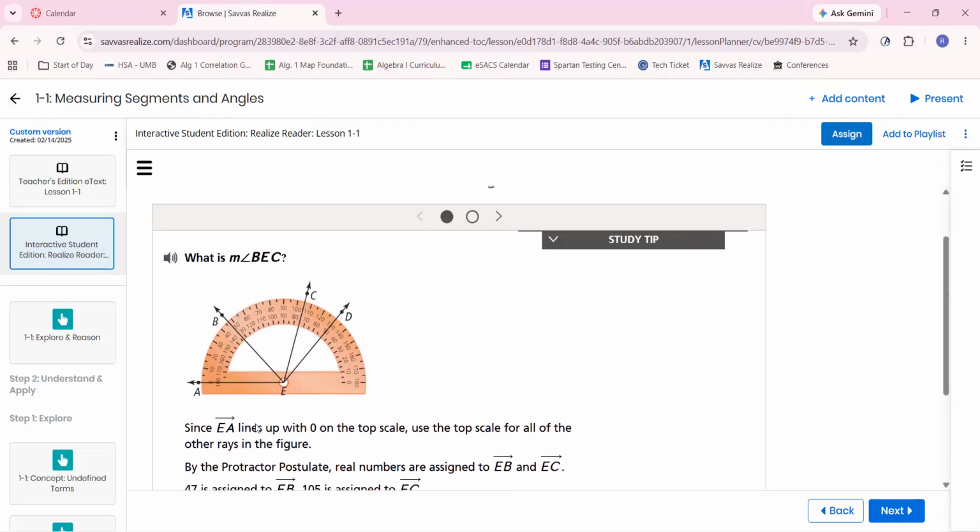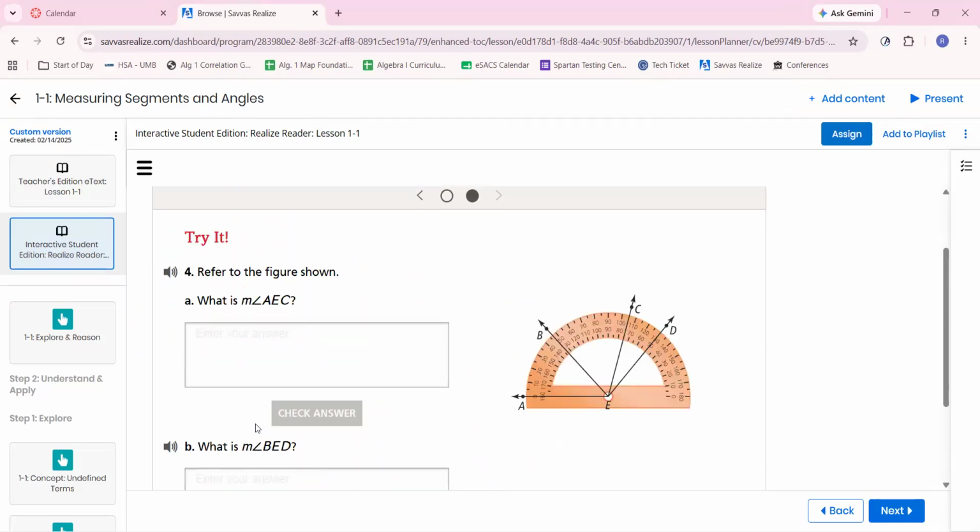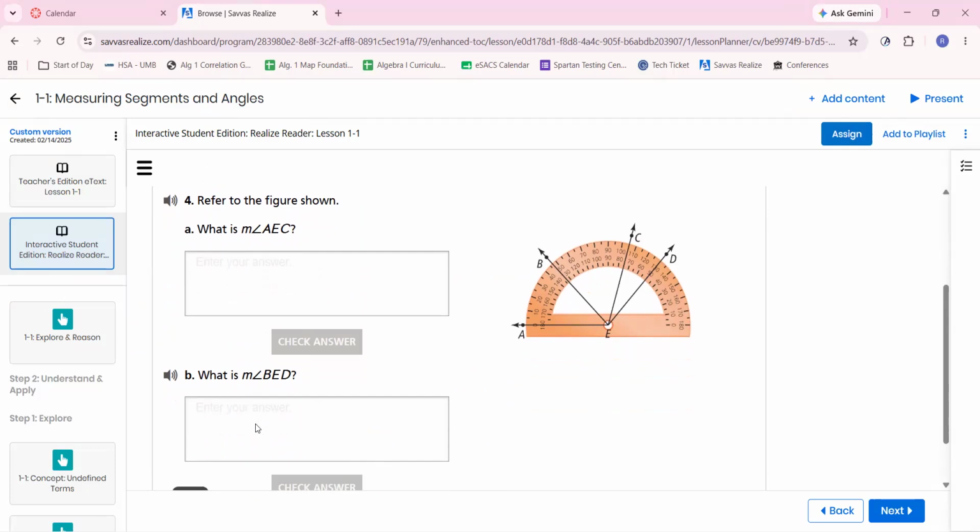So there you go. We'll look at one more, or I guess two more here. What is the measure of AEC? Well, we actually just looked at that. That was 110. Or no, it wasn't. It was 105. Sorry, 105. Okay. What is the measure of BED?